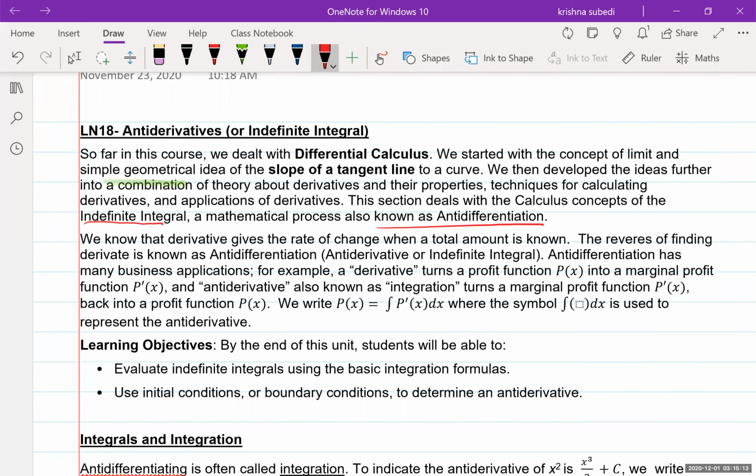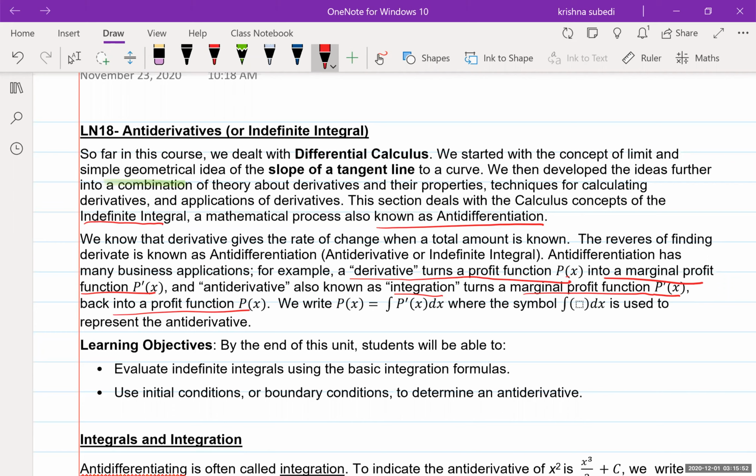Now, we know that derivative gives the rate of change when the total amount is known. The reverse of finding the derivative is known as antiderivative or antidifferentiation, and has many business applications. For example, our derivative turns a profit function, p of x, into a marginal profit, p prime of x. And antiderivative, also known as integration, turns a marginal profit function, p prime of x, back into a profit function, p of x.